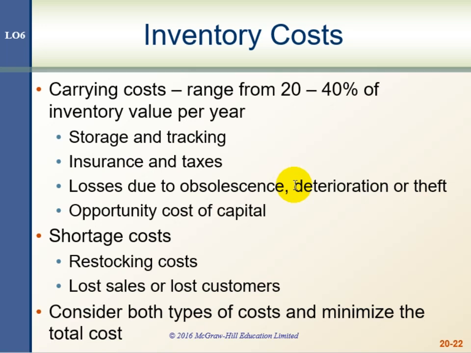Other deterioration, so if it's the stuff at the back of the warehouse that never got sold, it would maybe have dust and might actually have rusted over time, right? All those sorts of things. Or it could get stolen, right? So all of those things are risks of actually having your inventory, and so they're part of the carrying costs. More inventory, more carrying costs. And the opportunity cost of capital is how much you have to pay to borrow the money to finance the inventory.